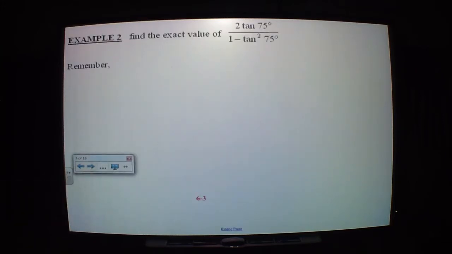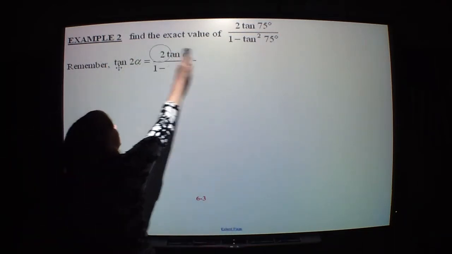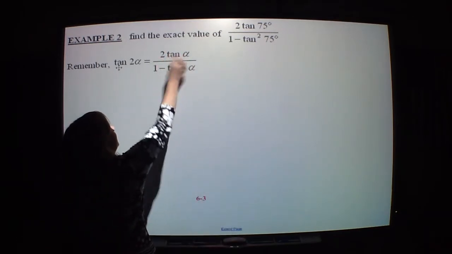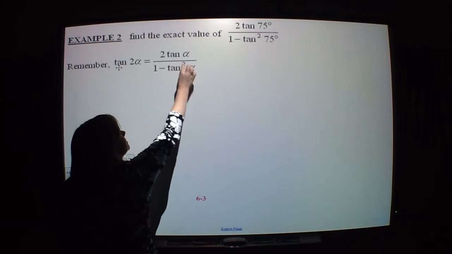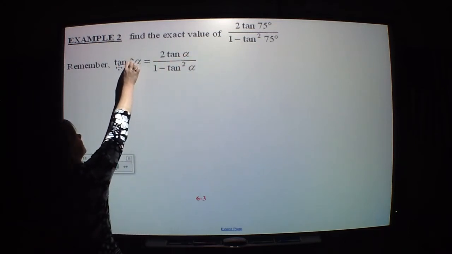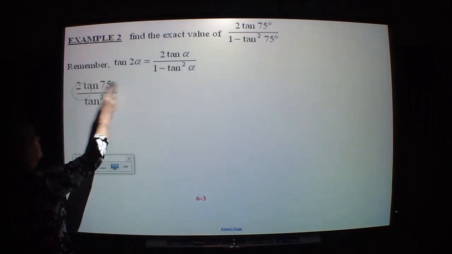Next one. Find the exact value of 2 tangent of 75 over 1 minus tangent squared of 75. Well, remember the formula. 2 tangent of 75 over 1 minus tangent squared of 75. My alpha is 75. So this is equal to tangent of 2 times 75. 2 times 75 is 150. So this is tangent of 150.